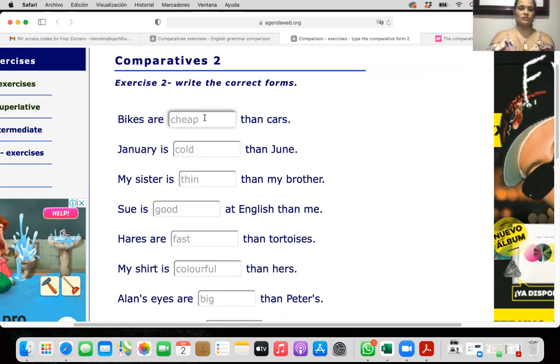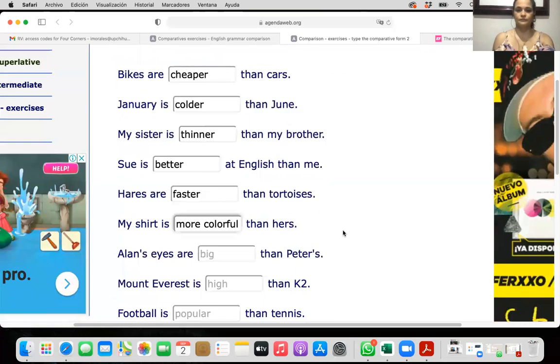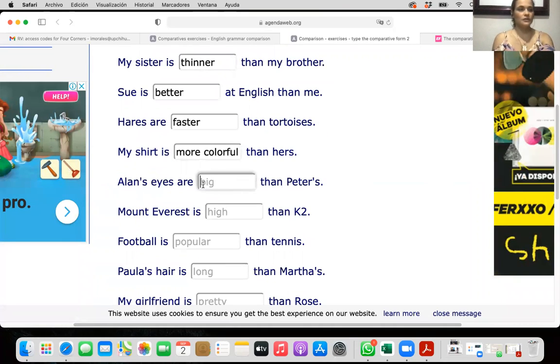So cheap, monosyllable, cheaper. Cold, monosyllable, colder. Thin, consonant, vowel, consonant, thinner. Good, irregular, better. Fast, monosyllable, faster. Colorful, 3 syllables, more colorful. Big, consonant, vowel, consonant, bigger. High, 1 syllable, higher.